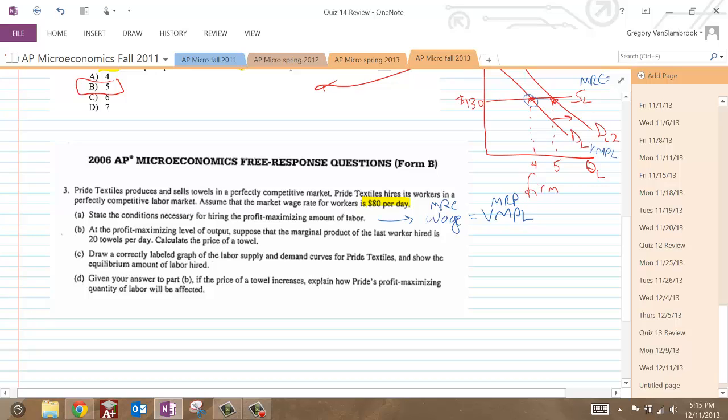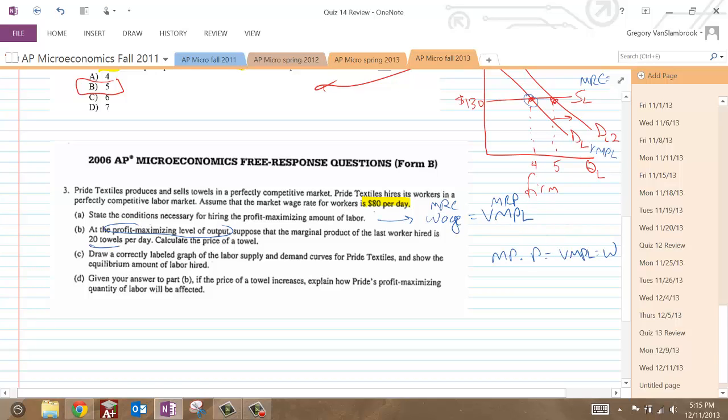Those are all true. B, at the profit maximizing level of output, suppose the marginal product of the last worker hired is 20 towels per day. Calculate the price of a towel. So this kind of flips it a little bit from the usual order of things. So the marginal product, remember, times the price of the good is equal to the VMPL, which at the profit maximizing level of output is also equal to the wage. That's what we said just up here in the first part of the question.